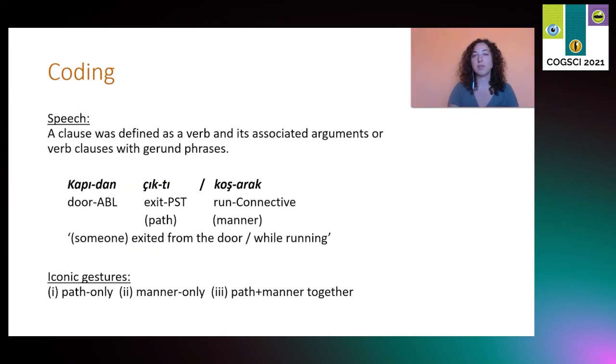To code speech, we first divided event descriptions into clauses, and then each clause was coded as relevant if it included locomotion descriptions. Then each relevant clause was coded for path and manner use. We also coded gestures, but only iconic gestures, and divided them into 3 types: path-only, manner-only, and path plus manner gestures. Path-only gestures only represent the path of the event, manner-only gestures only represent the manner of the event, and path plus manner gestures represent both manner and path at the same time.